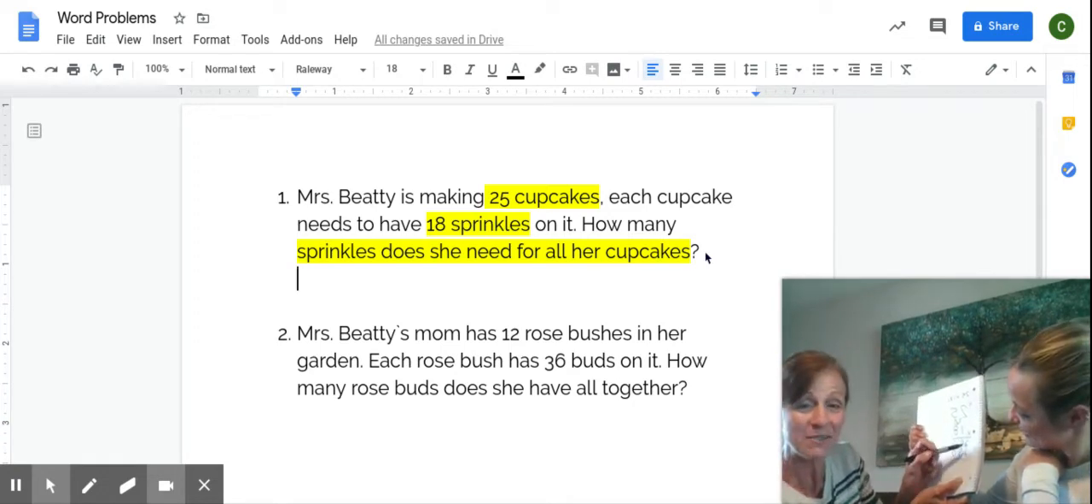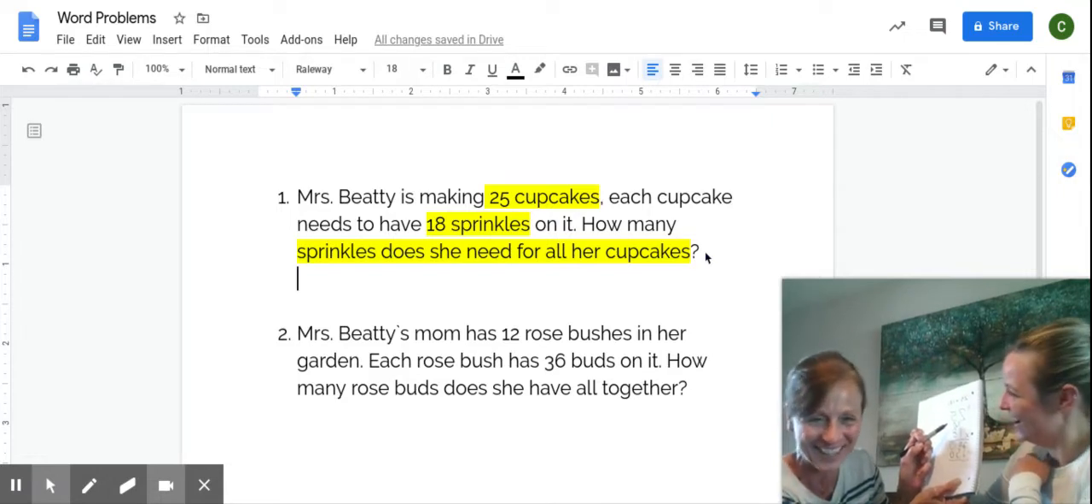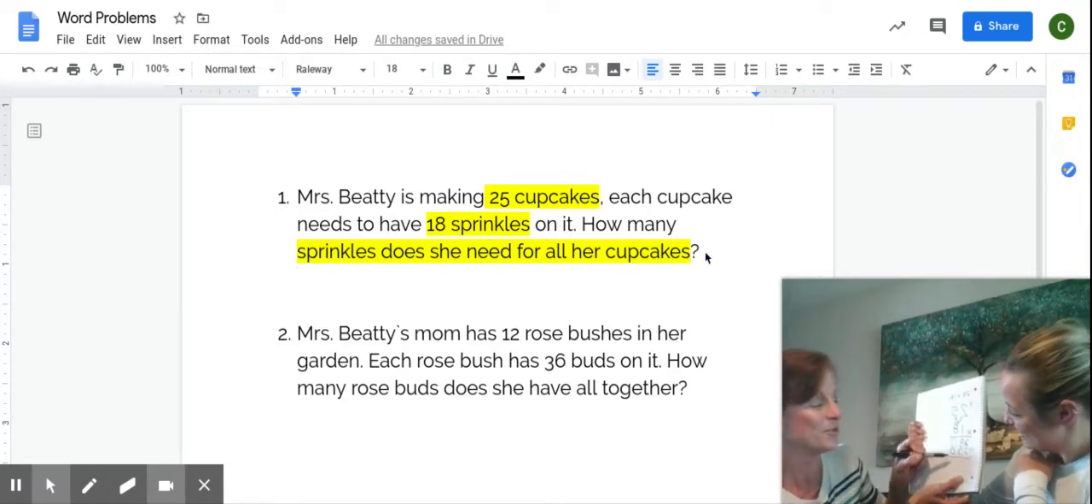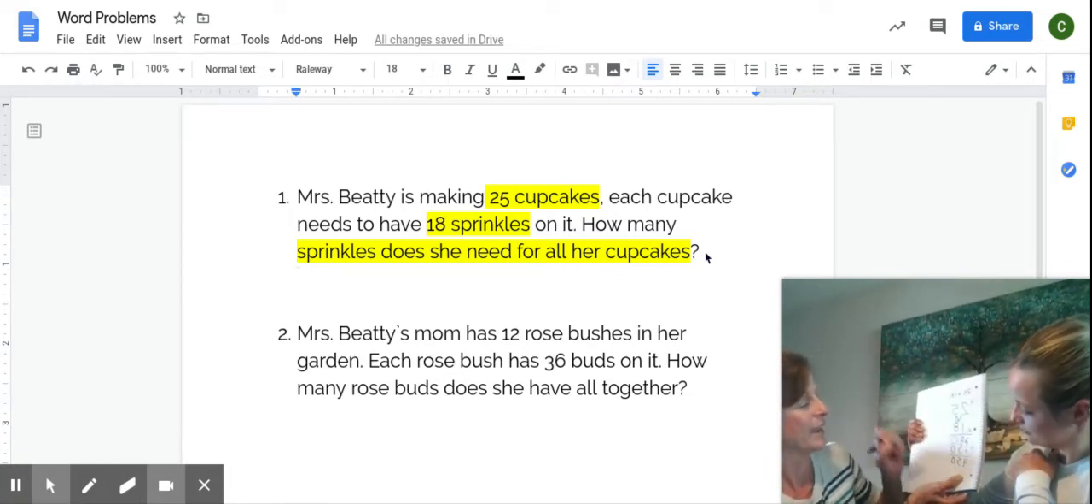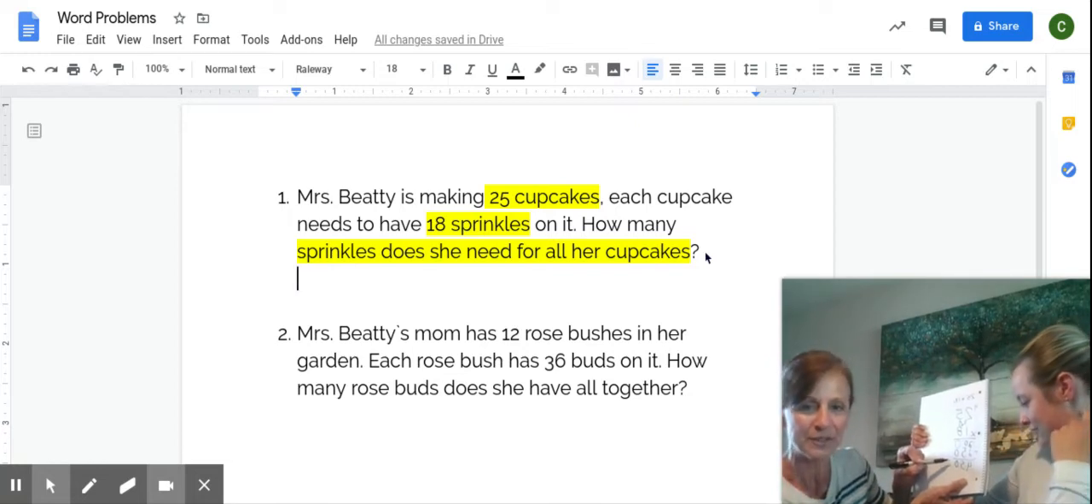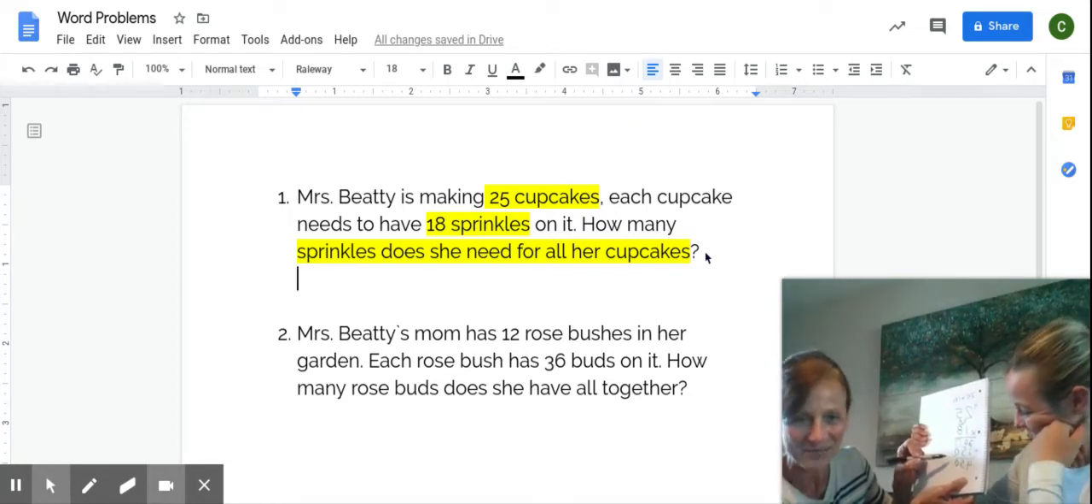But now, to get my answer for the total number of sprinkles, sorry about the bow tie, I have to do some adding. 0 plus 0 is 0. 0 plus 5 is 5. And 2 plus 2 is 4. So my answer is 450 sprinkles is what Mrs. Beatty needs for all of her cupcakes.